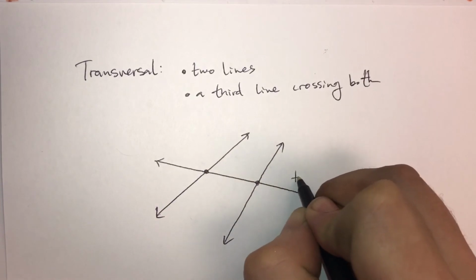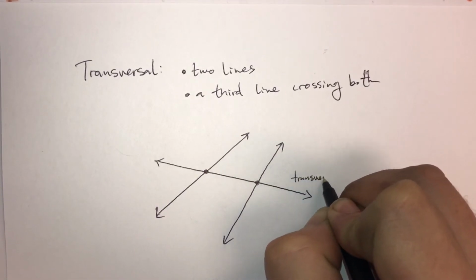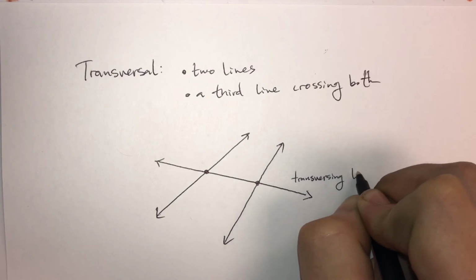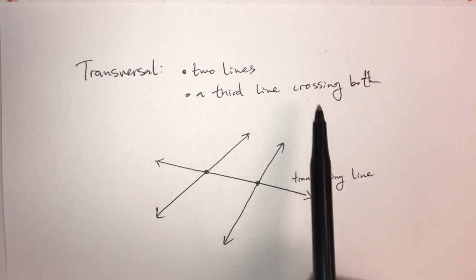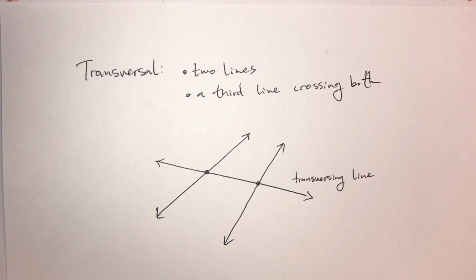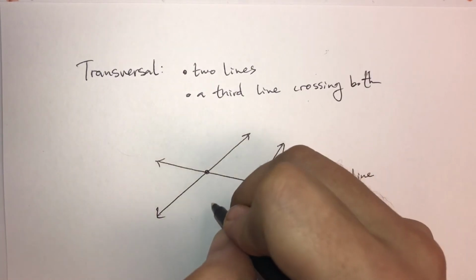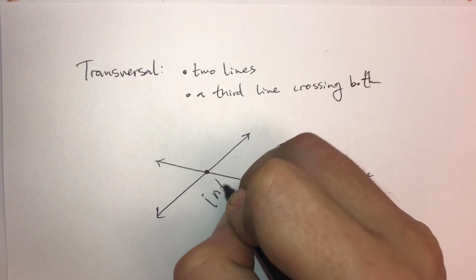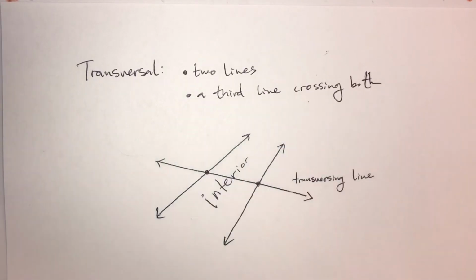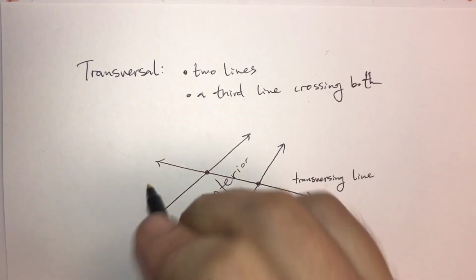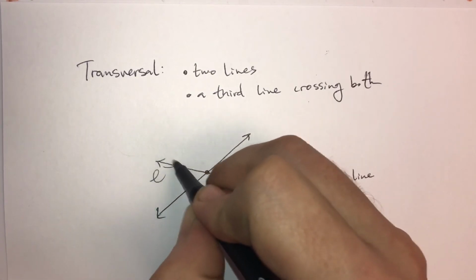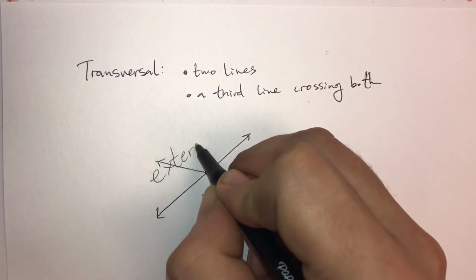This here is called the transversing line. It's the line that is doing all of the crossing and the laying across. Okay, this part we call the interior of the transversal, and then the part outside of the lines is the exterior.